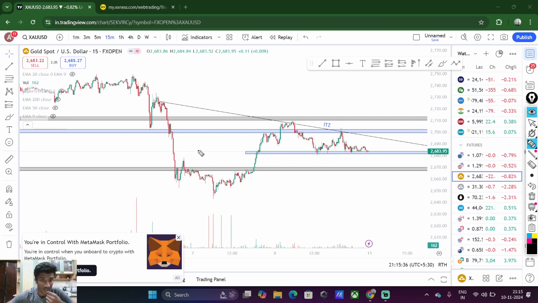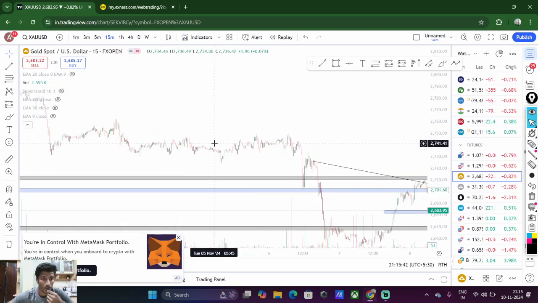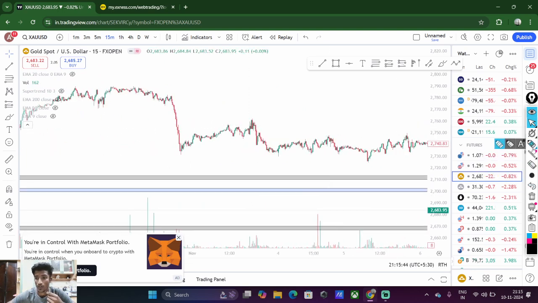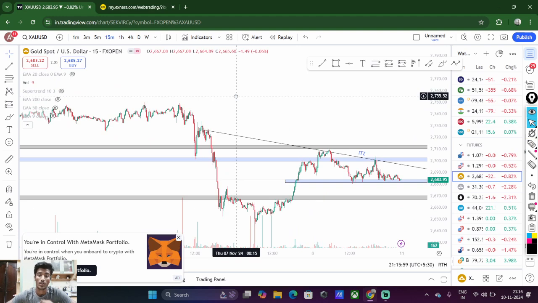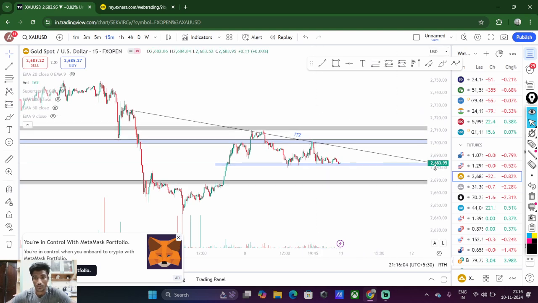However, in cases where, let me show you. Here: up move, majorly removed. Up move again, removed. Up move, pullback. Up move, pullback. In such cases, the momentum is not strong because the pullbacks are much bigger than the move itself, right? So in such cases, the trend is weak.